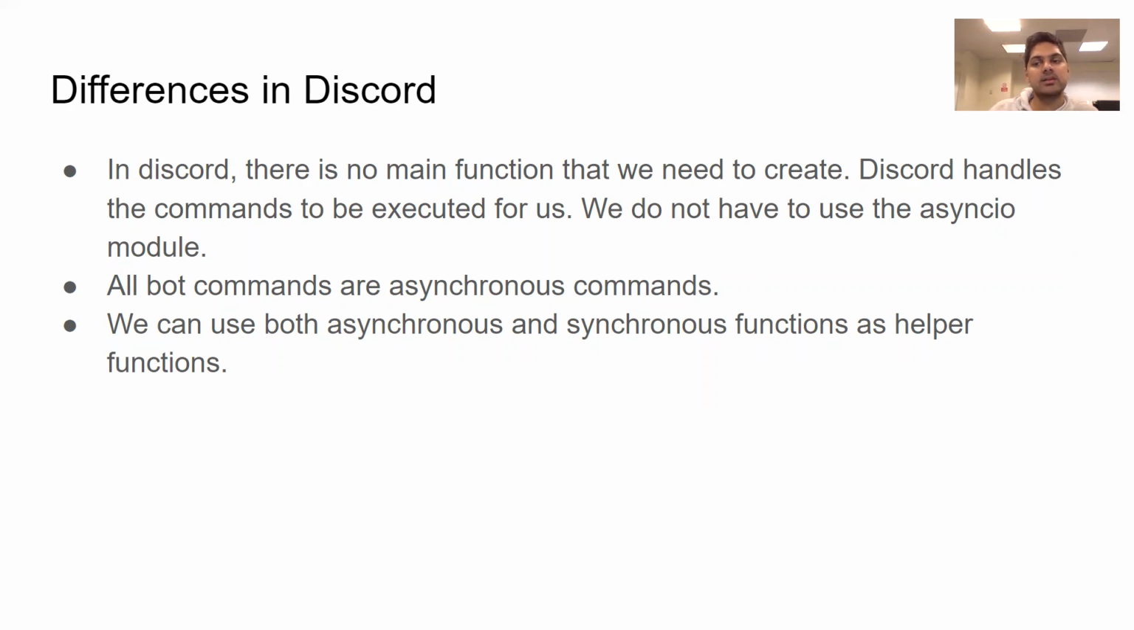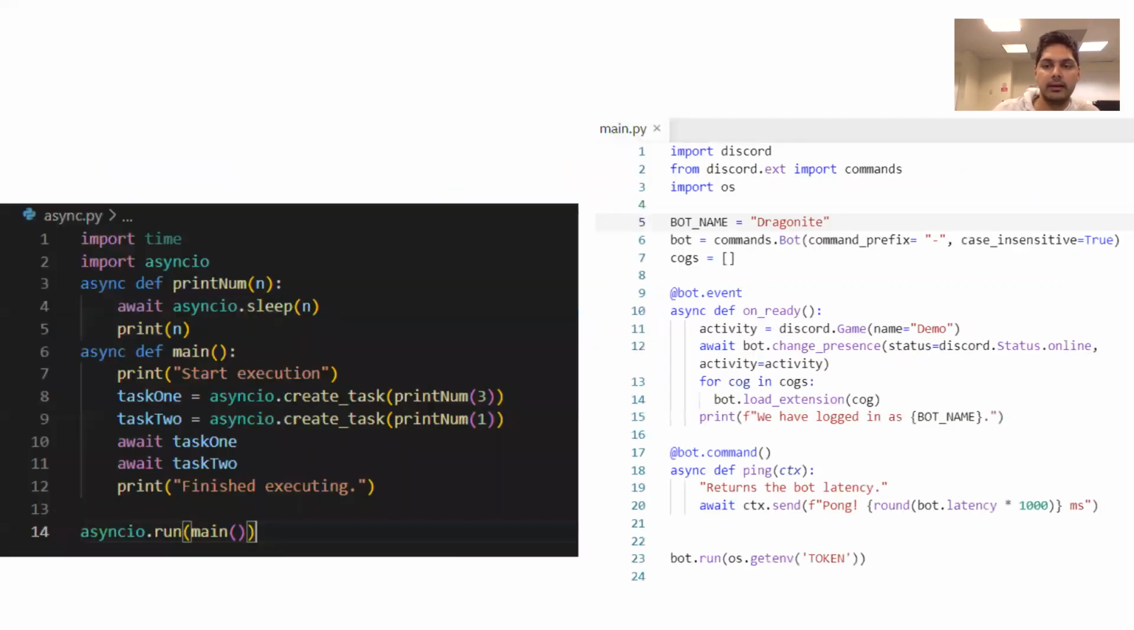So all bot commands are asynchronous commands, but we can still use helper functions either way. As a comparison of what Discord looks like, our main function is kind of abstracted away. Whenever we have a command, the bot adds it to a queue and creates a task for that.